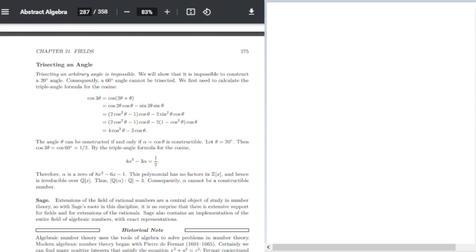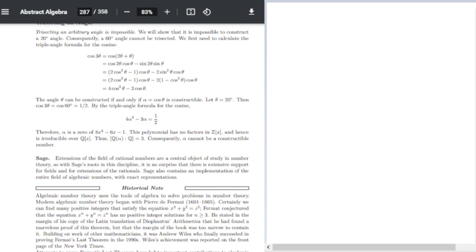Trisecting an arbitrary angle is impossible. We will show that it is impossible to trisect a 60-degree angle, by showing that a 20-degree angle cannot be constructed. We first need to calculate the triple angle formula for the cosine. I'm just going to read off the beginning and the end of the formula: cosine of 3 theta is equal to 4 cosine cubed theta minus 3 cosine theta. The angle theta can be constructed if and only if alpha equals cosine of theta is constructible.